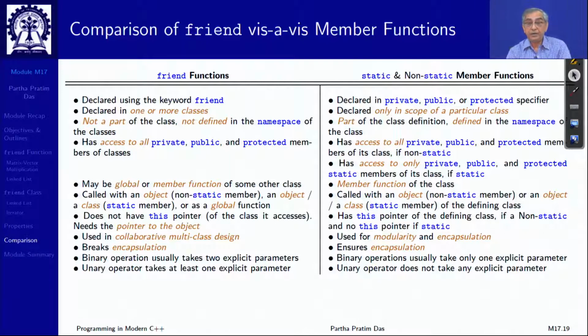For friend functions particularly, I have given a comparison with the static and non-static member functions. If you have understood the basic concept, these all will become obvious for you, but they are summarized so that you can refer to them, and in case you have a confusion about what happens in this case, how does the friend behave and how does the static function behave or a non-static member function behave, you can refer to this comparative chart.